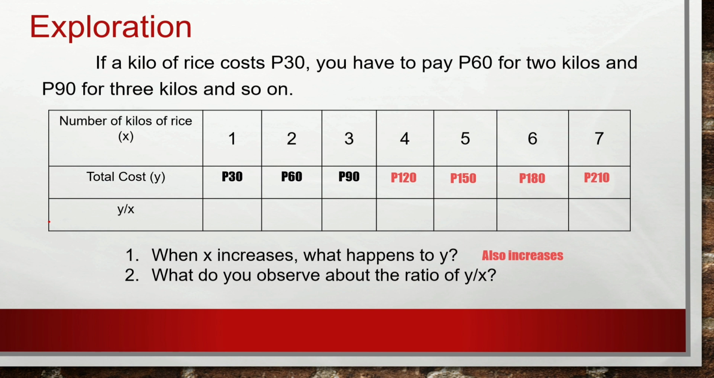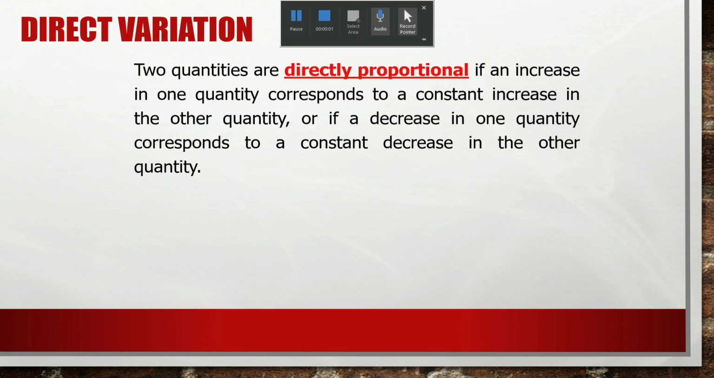30 divided by 1, the answer is 30. 60 divided by 2 is also 30. 90 divided by 3 is 30, and so on. So, what do you observe? The ratio is constant or fixed. In our previous example, we called it direct variation.